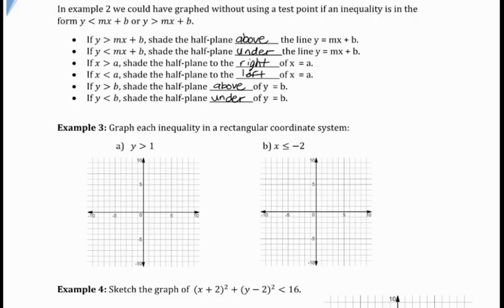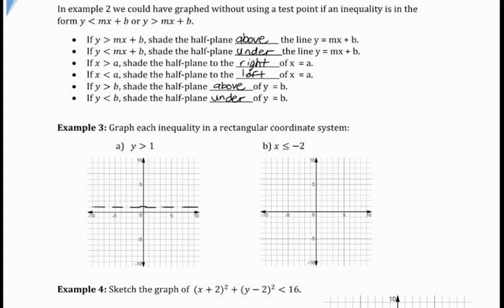Okay. For example 3, we need to graph each inequality in a rectangular coordinate system. The first example is y is greater than 1. So y greater than 1 is going to be a dashed line that's crossing the point of y at 1. So right here. And we're going to graph a dashed line. So like this is a dashed line.